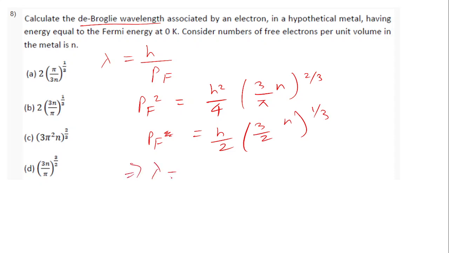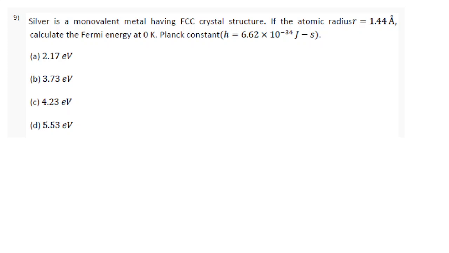It means lambda will be h divided by all this, means 2 to the power, because this will be cancelled, it will be 2 to the power 5 by 3 n to the power 1 by 3. This will be lambda, and when you put the values, this is what we have to find out. This will be the correct answer. We need to do just some rearrangement.